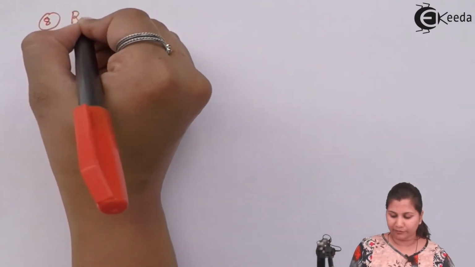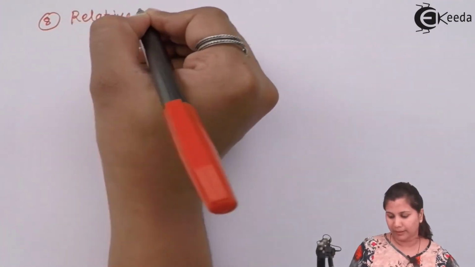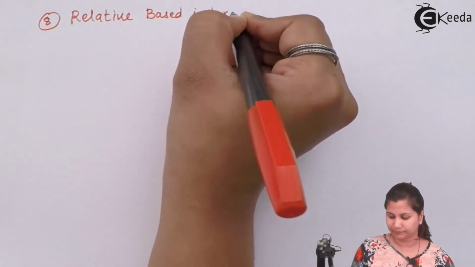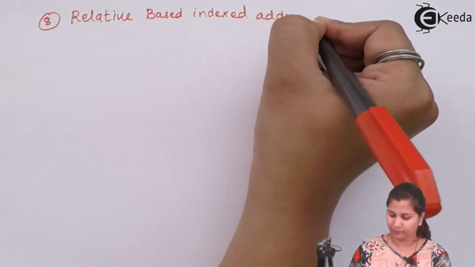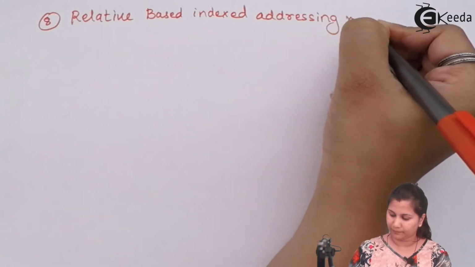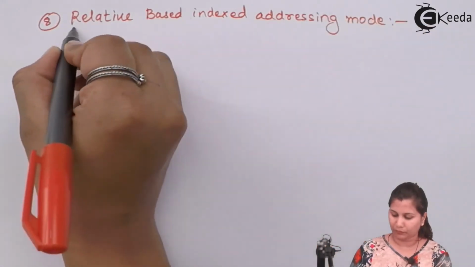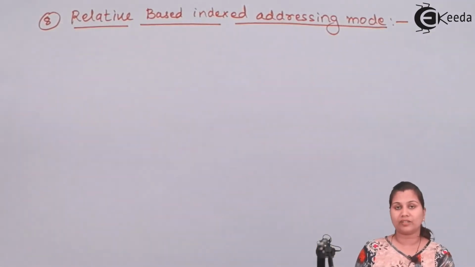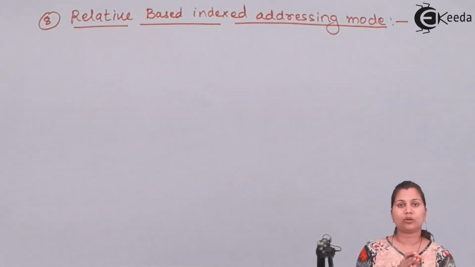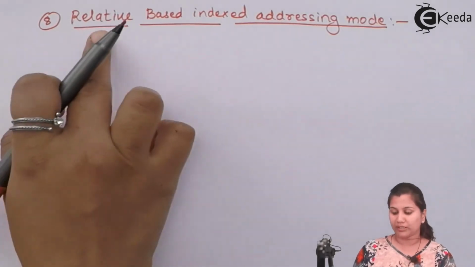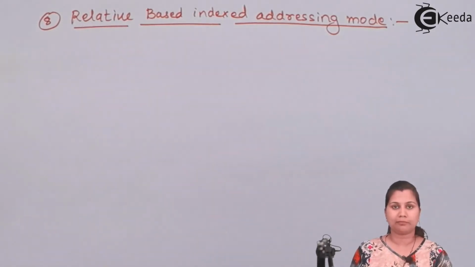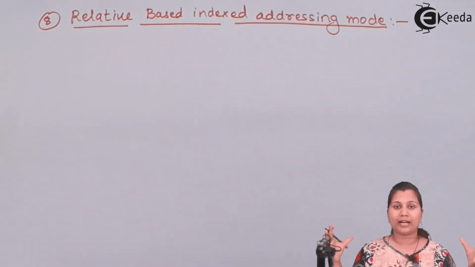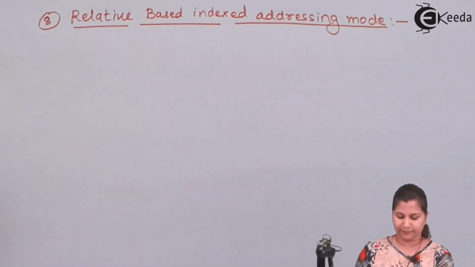Next, we have the relative based index addressing. In the register relative addressing, we have seen that we add an 8-bit or 16-bit displacement. In this also we are going to have an 8-bit or 16-bit displacement plus the base register plus the index register. That will collectively form the effective address.